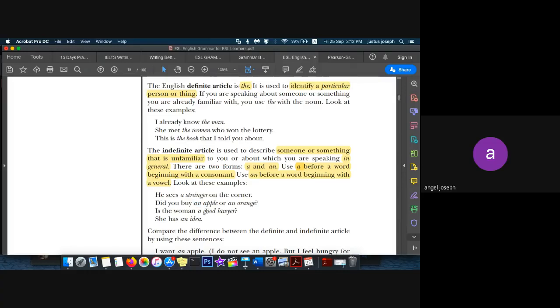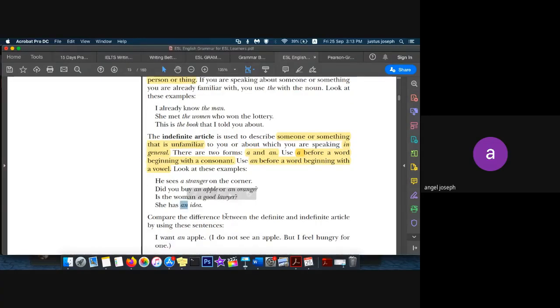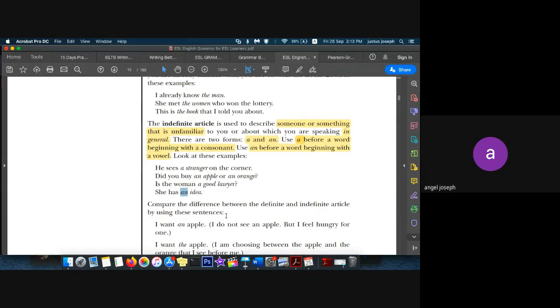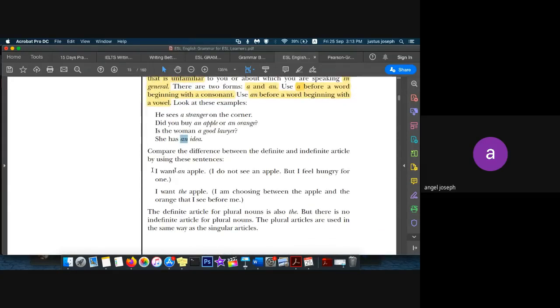Good. G is not a vowel. So a. An is used whenever the next word starts with a vowel sound. Idea, I, an. Okay, this I am sure most of you already know. So look at the sentences. So here they've explained what is the difference between these two sentences. Let's look at this as well and then look into the exercise.